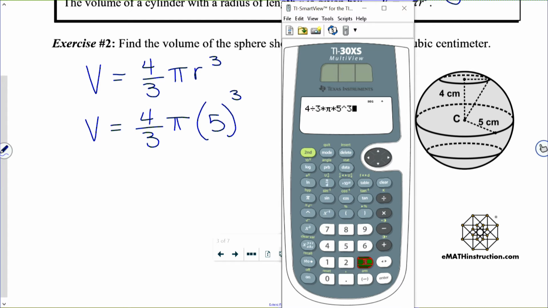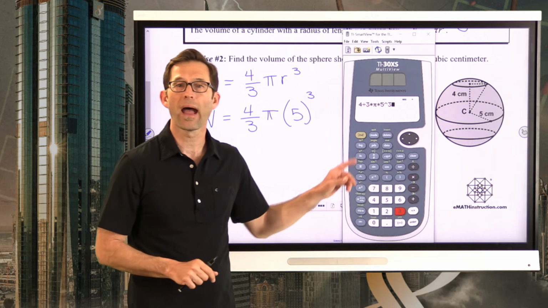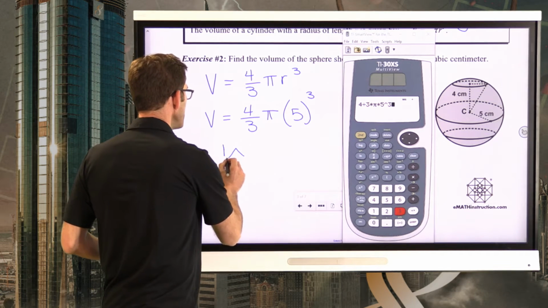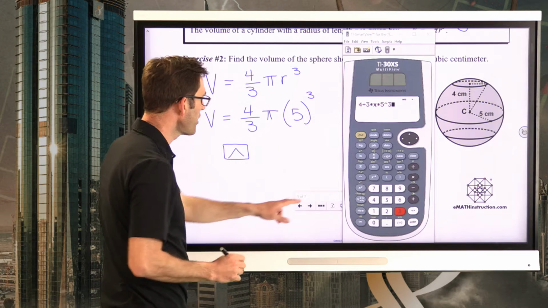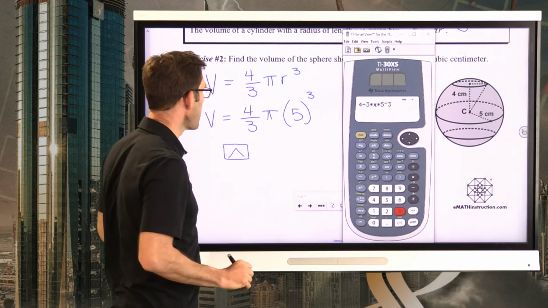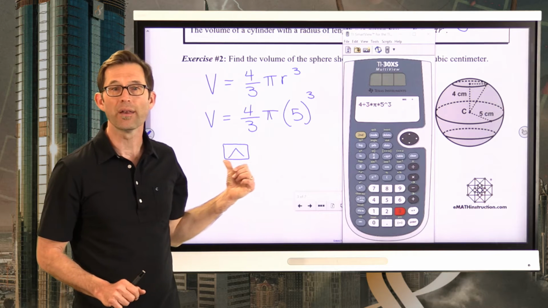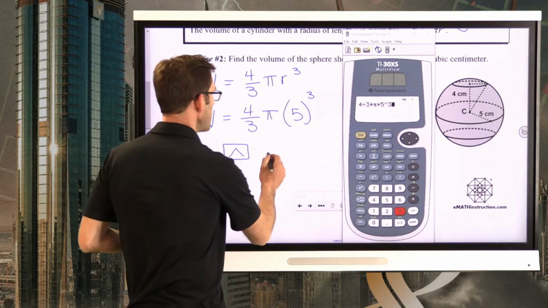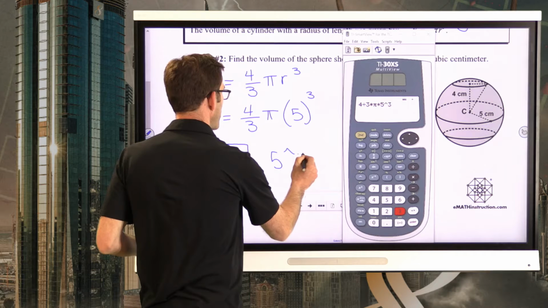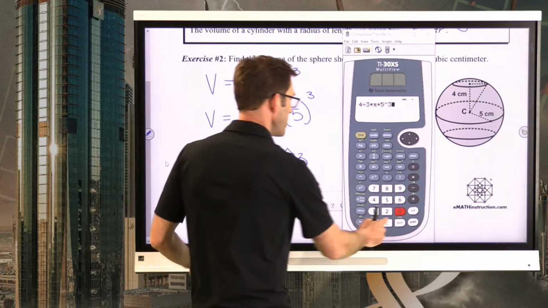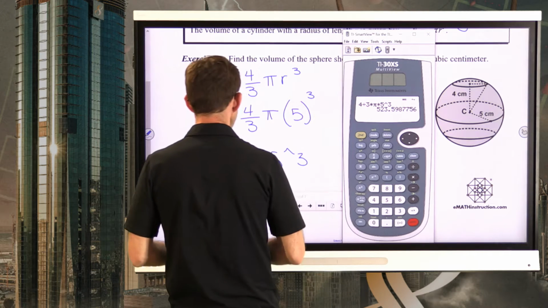Now remember, to get that to the third power, we have to use what's known as the caret button. Most scientific calculators don't have a button on them that just naturally allows you to cube the way that there's a squaring button. But this little button, where we put it in as 5 caret 3, means 5 to the third. Now, once I hit enter on that, it then gives me my volume.